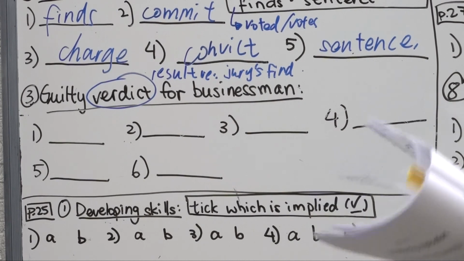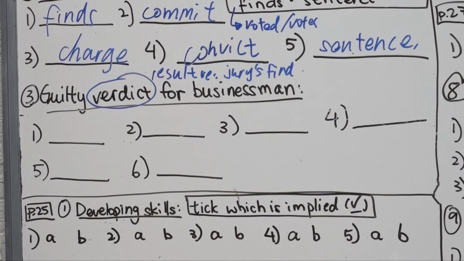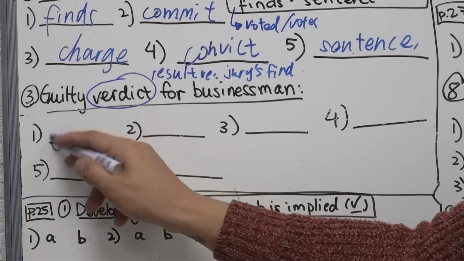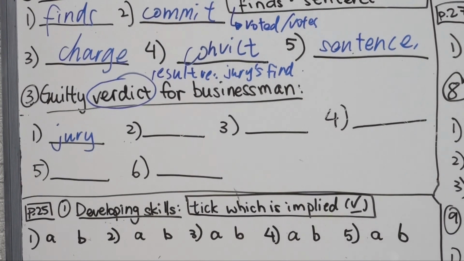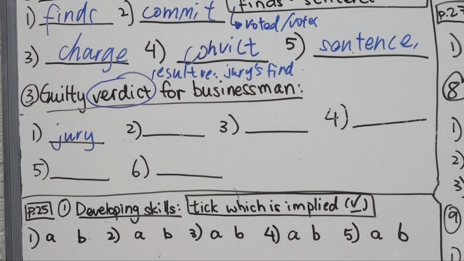Alright, number 1, the jury in the case of businessman Ken Ruddle have reached a guilty verdict. Okay, so they've reached a guilty result for him. So it should be jury, right? The jury, not the judge. The jury will vote for him, not the judge. The judge is just there to lay out all the things and ask questions, right?